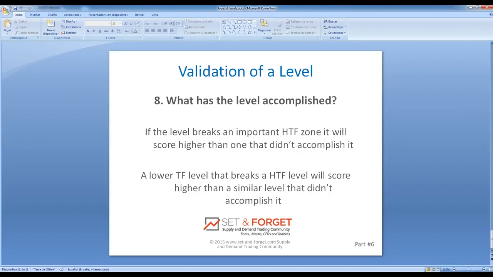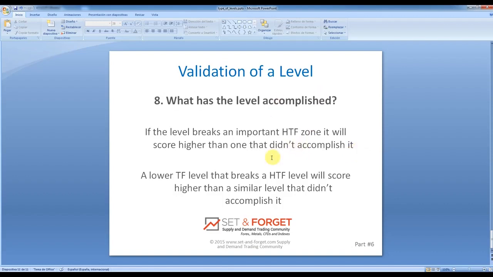Assessing what a level has accomplished is also a very important parameter that we have to take into consideration in order to validate a level. This can be a little bit more subjective sometimes, but if you use the trend line rules and the rule that for an area of supply or demand we need to remove the opposing area, you will be most of the time on the safe side. Okay, because you have to use that. A level will be a level only if it removes an opposing area or it breaks the trend line.